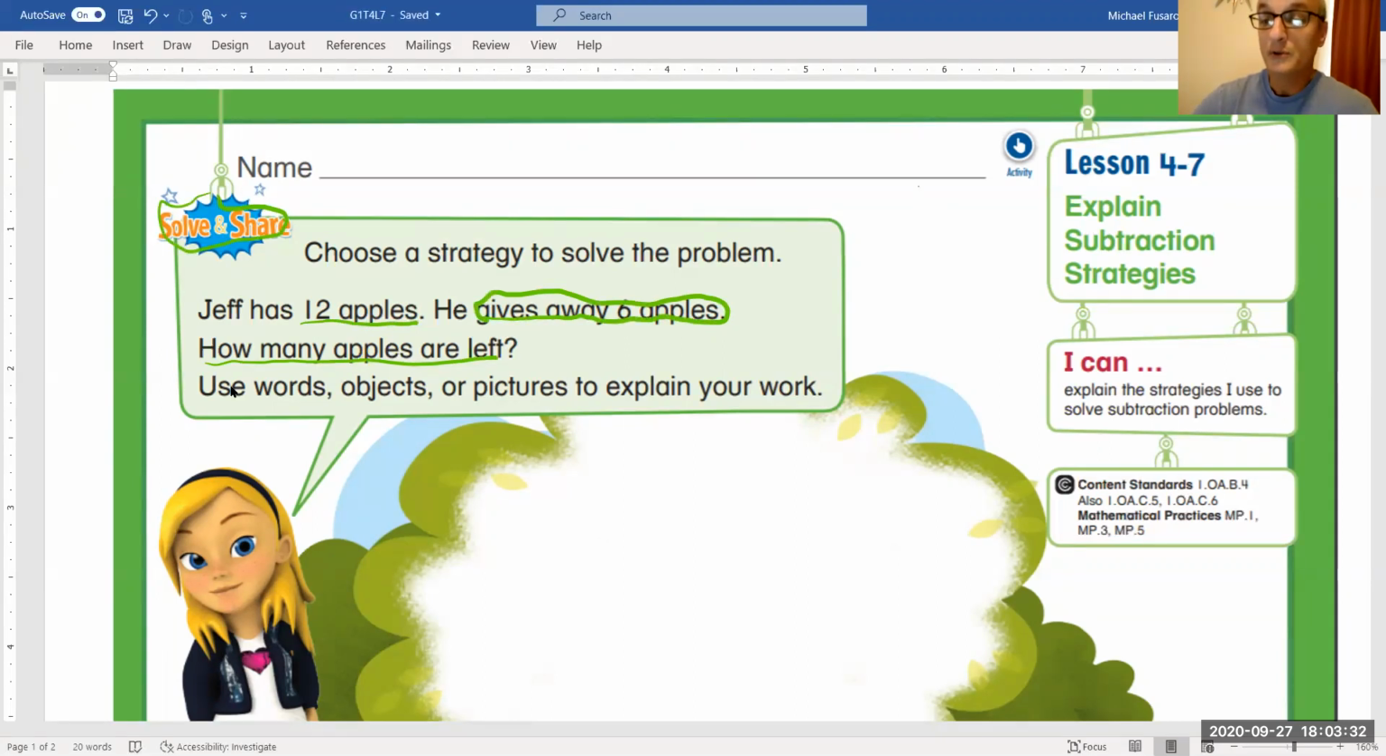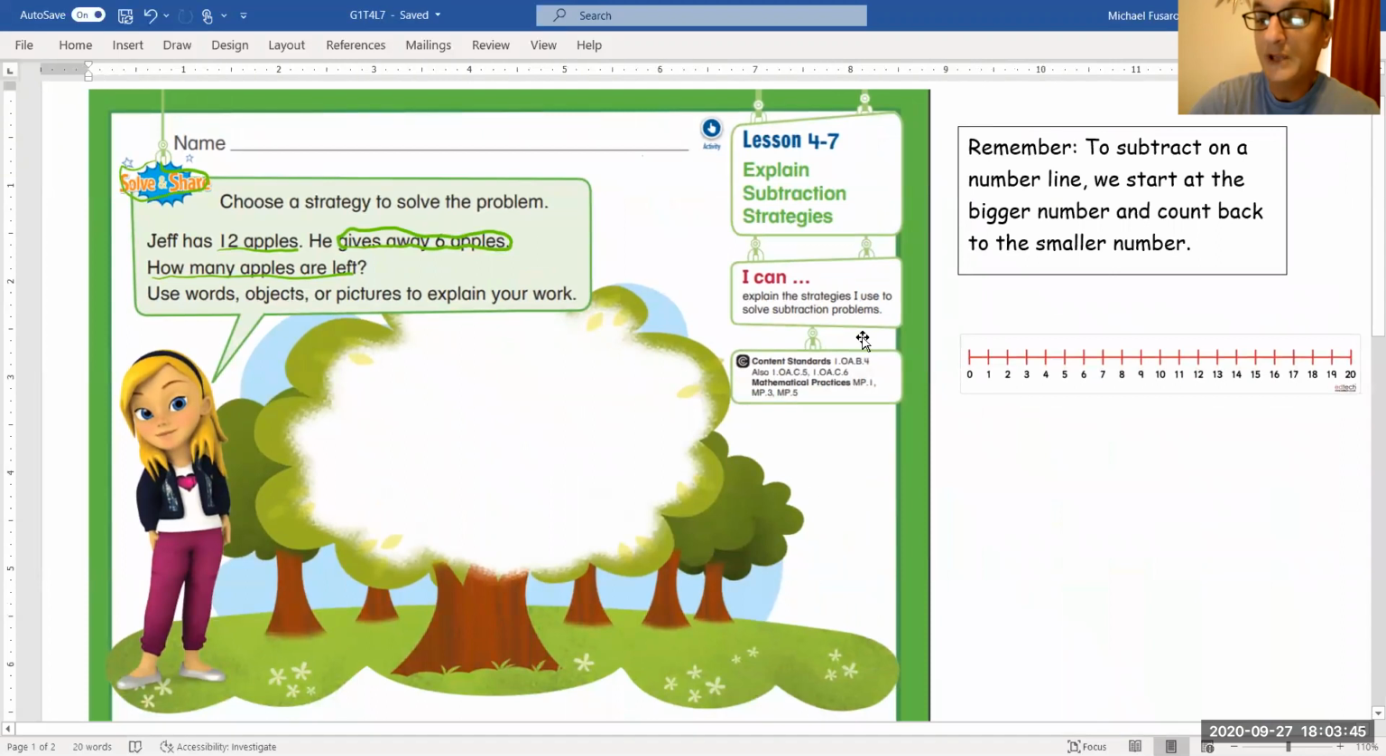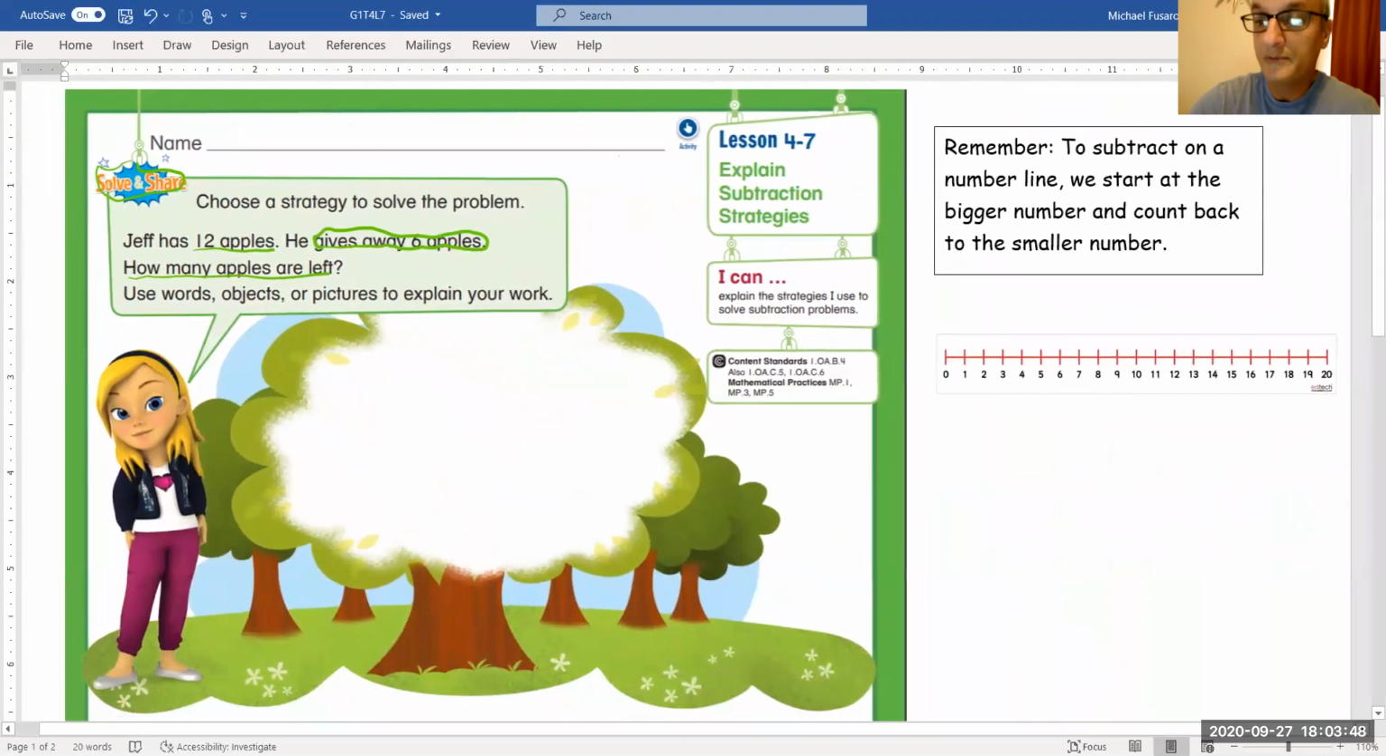So what we're going to do is use a strategy that we like. Right now I'm going to review some of the strategies, okay? You'll be like, oh my gosh, Mr. Fuzz. So one of the strategies that we really didn't review yet this semester for subtraction during our math lesson so far is how to subtract on a number line. And I wanted you to remember, because you should have learned this last year, to subtract on a number line, we start at the bigger number and count back to the smaller number, okay?